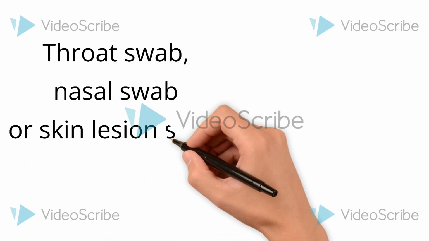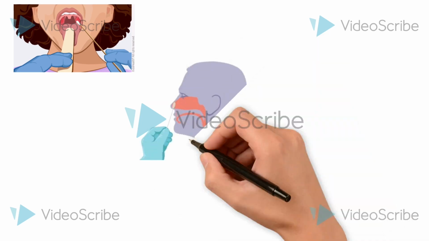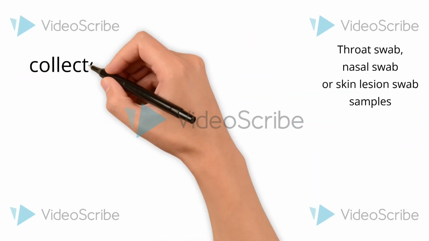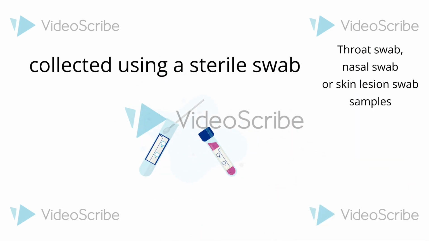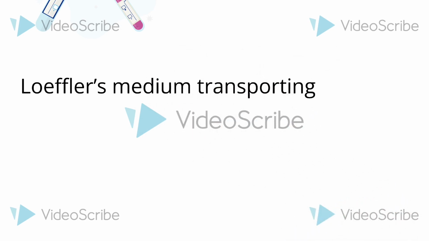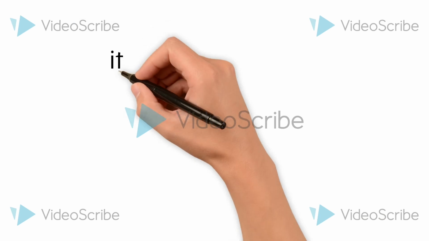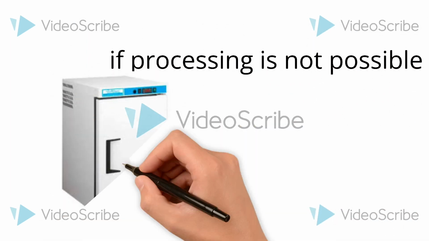The sample used is typically a throat swab, nasal swab, or skin lesion swab. The sample must be collected using a sterile swab and transported immediately to the laboratory in special transport media, such as Amies medium or Loeffler's medium, to keep the bacteria alive. If immediate processing is not possible, samples should be stored at 4 degrees Celsius and processed within 24 hours.